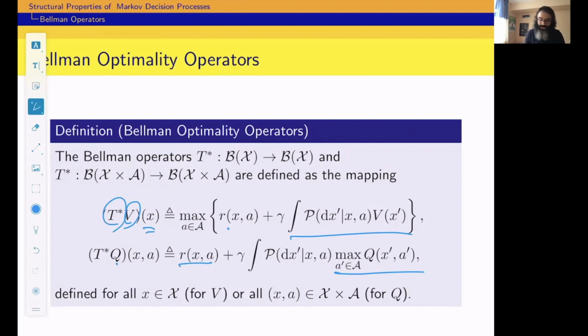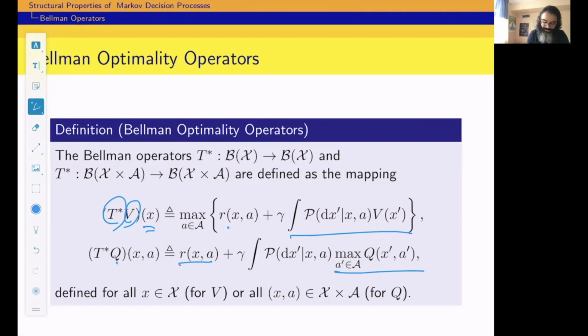We often use T star. Sometimes people use just T, so T or T star. And when we want to talk about the Bellman operator for a specific policy, we just add pi. So both of them are valid. Okay, any questions so far?